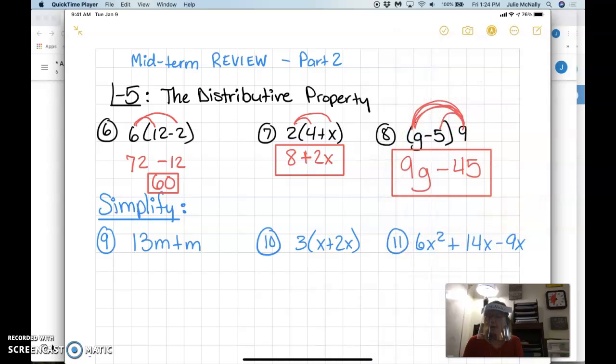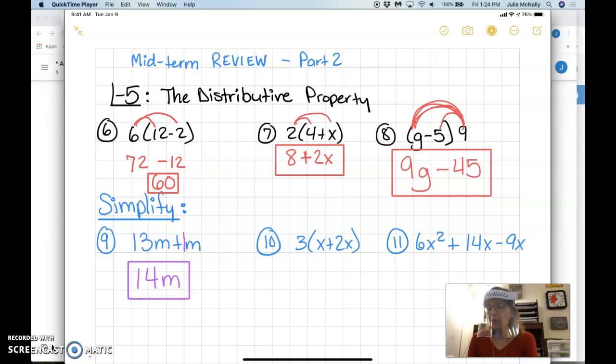All right, how about number 9? Simplify. Now we're combining like terms again. So 13m plus m, how much is that? If you were multiplying it would be 13 squared, but we are adding, so remember there's an imaginary 1 right there. So how much is this? 14m. Just write the variable one time, add or subtract the numbers.